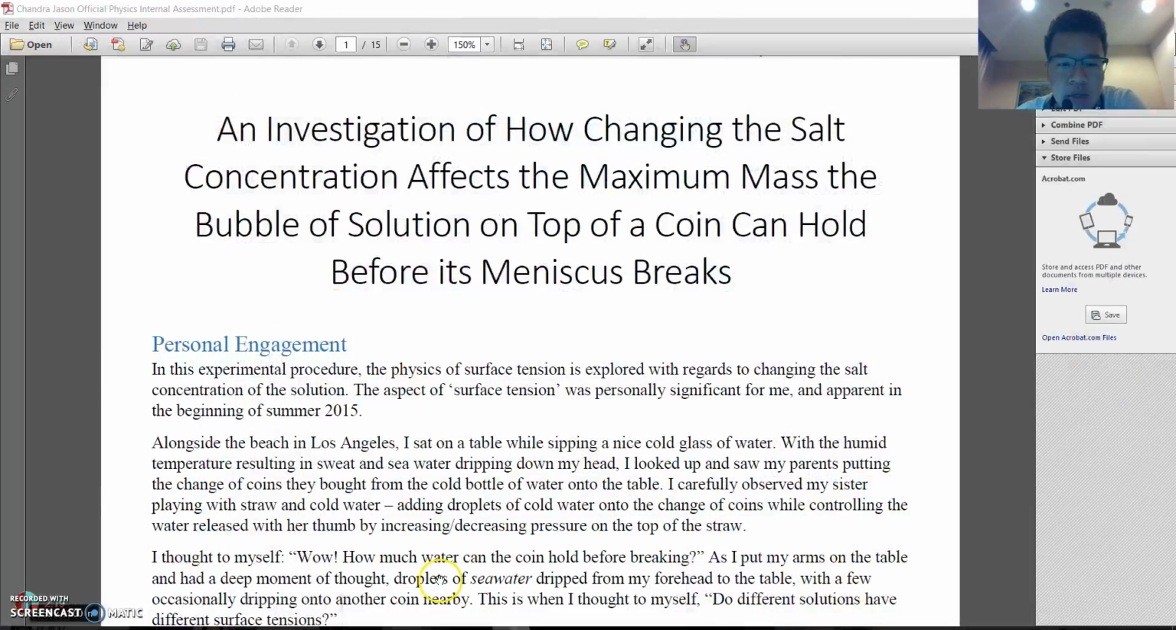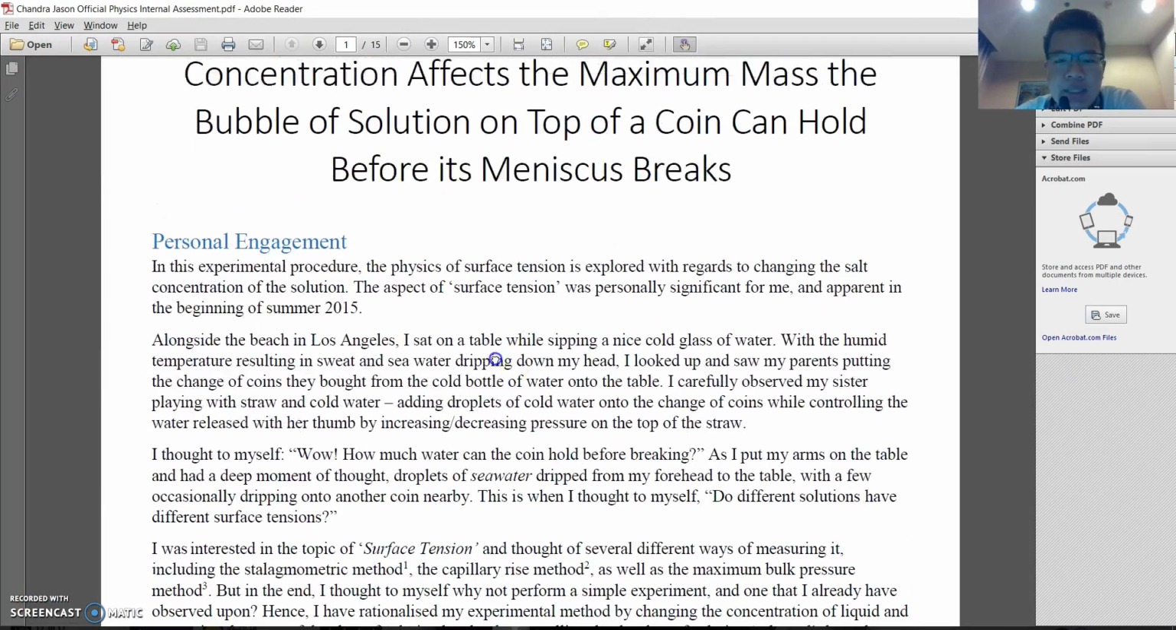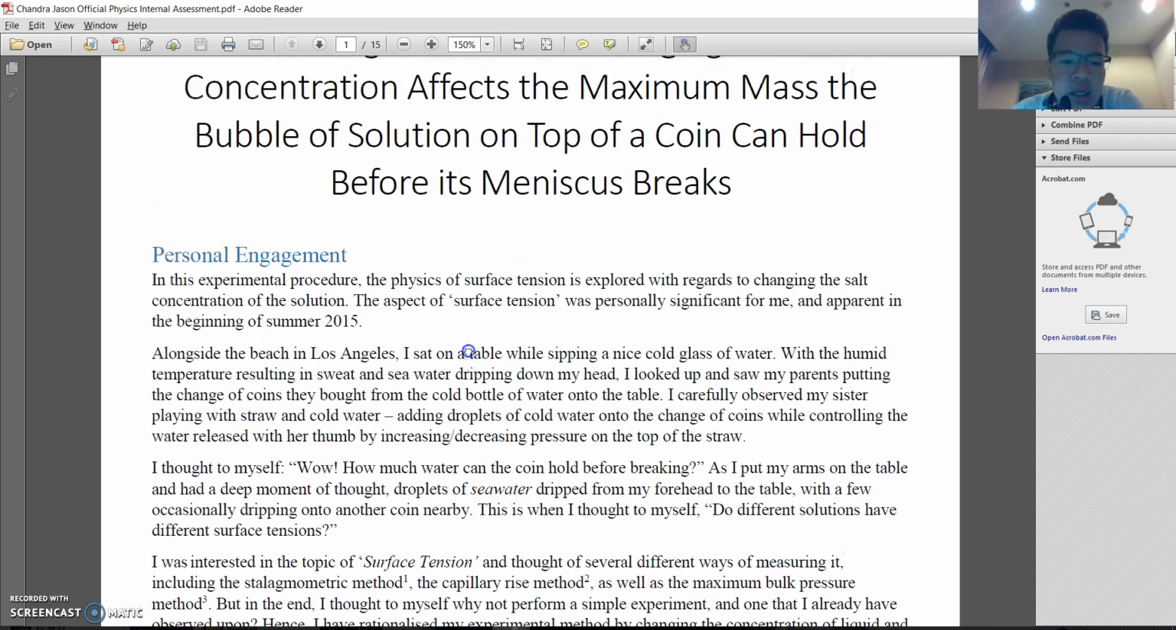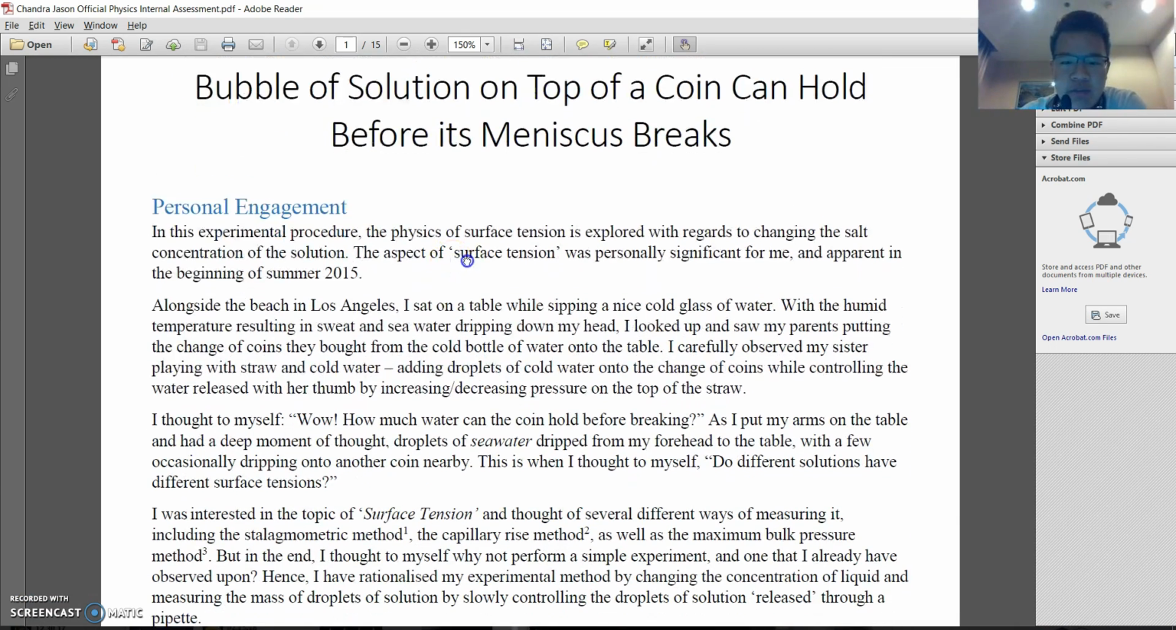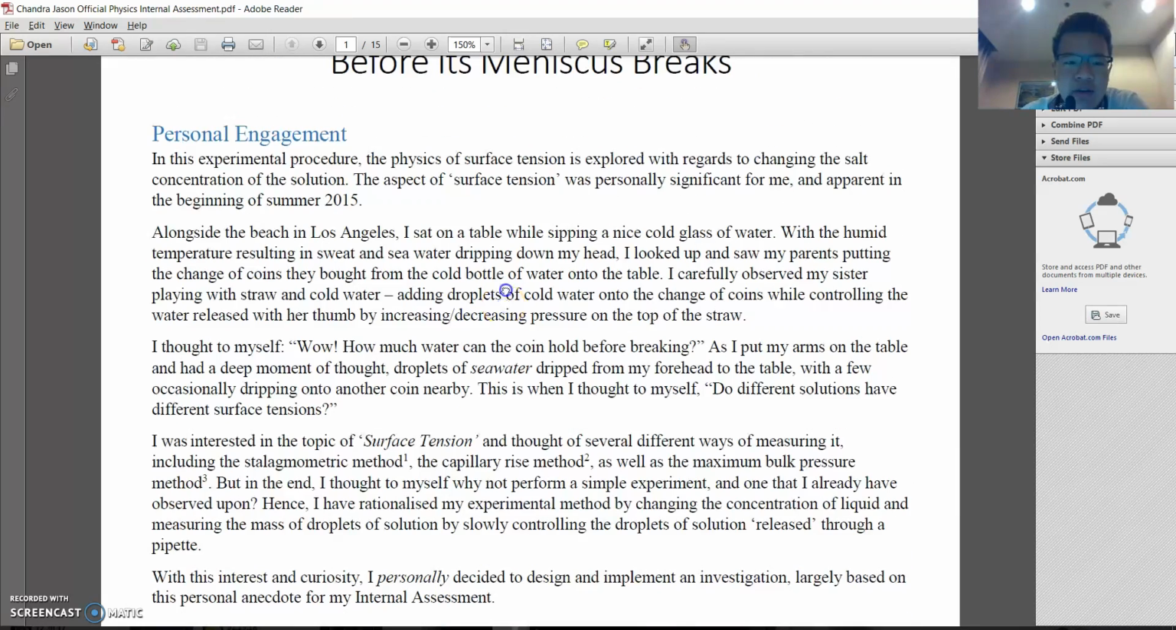So let's not read mine, but basically what I said was that in this experiment, the physics of surface tension was significant to me. I gave an anecdote. I don't think you should do this. This is a bit too extra, but I think since I got 2 out of 2, and mine actually got moderated by the IB, so the IB likes it, so you can not copy this, but copy the style.